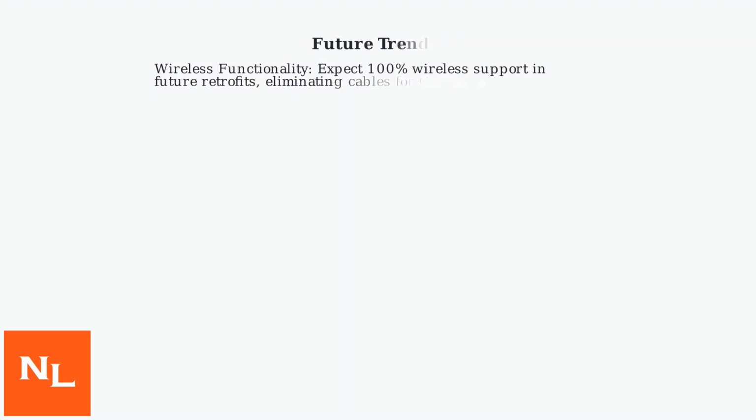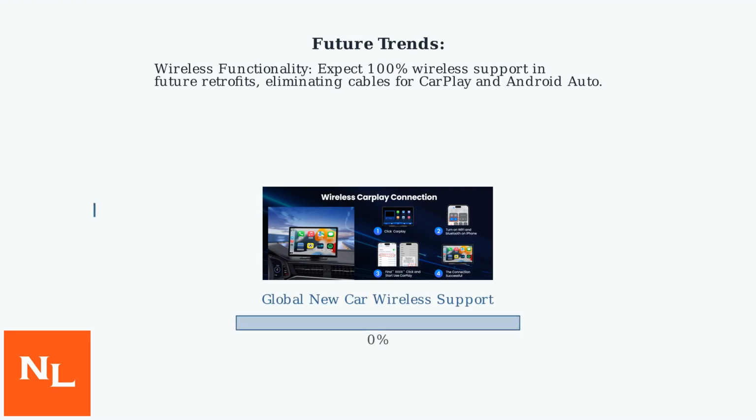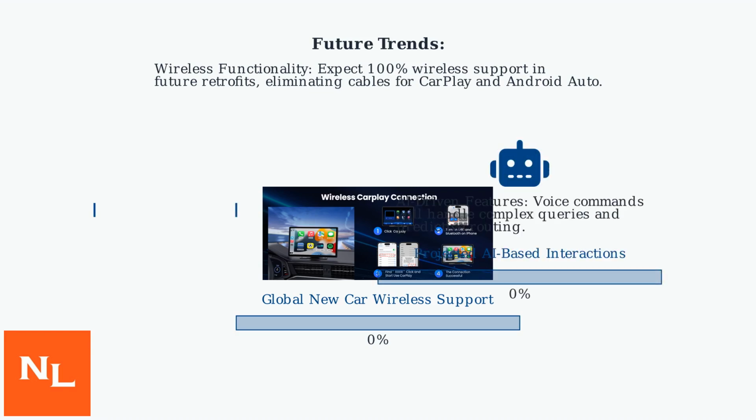Looking ahead, Stellantis plans to phase out wired connections by 2030, with wireless becoming standard. By 2025, 75% of new cars globally support wireless CarPlay, and Android Auto is following suit. AI integration will enhance features, with 50% of infotainment interactions projected to be AI-based by 2026, enabling complex voice commands and predictive routing for safer, more efficient driving.